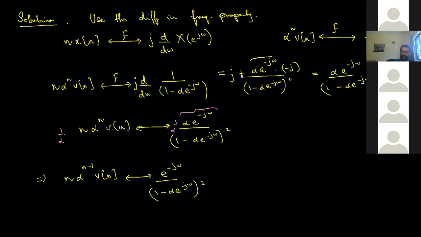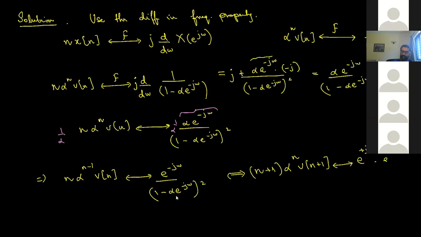ठीक है? e raised to power minus j omega को कैसे निकालूं? So shifted impulse हो जाएगी, shifted step function. Shifted function, good, right? So this means n plus 1 alpha raised to power n u of n plus 1. If I shift the time domain signal by plus 1, what happens in the Fourier domain? Fourier domain में this would be e raised to power plus j omega times the Fourier transform of the original signal that I had here.